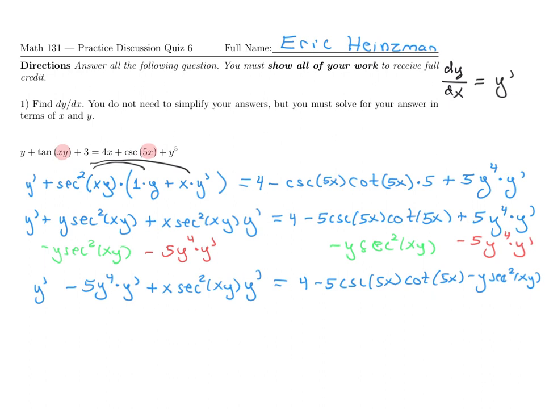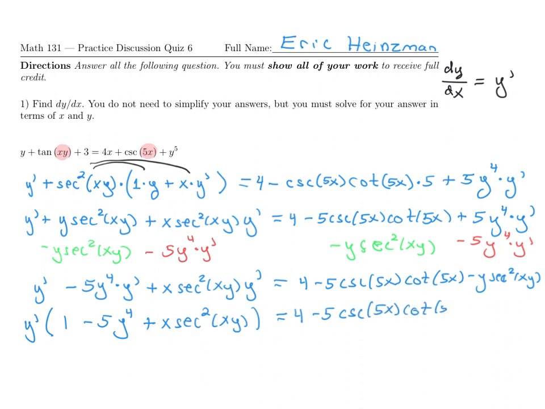So if we factor out the y prime, on the left, we get y prime times, in parentheses, 1 minus 5y to the fourth, plus x secant squared xy. The right side of the equation is exactly the same, and finally this minus y secant squared xy. We do this because this can now be divided to the other side of the equation with y prime by itself. Everything on the other side of the equation will only involve x and y, so that's the final answer.